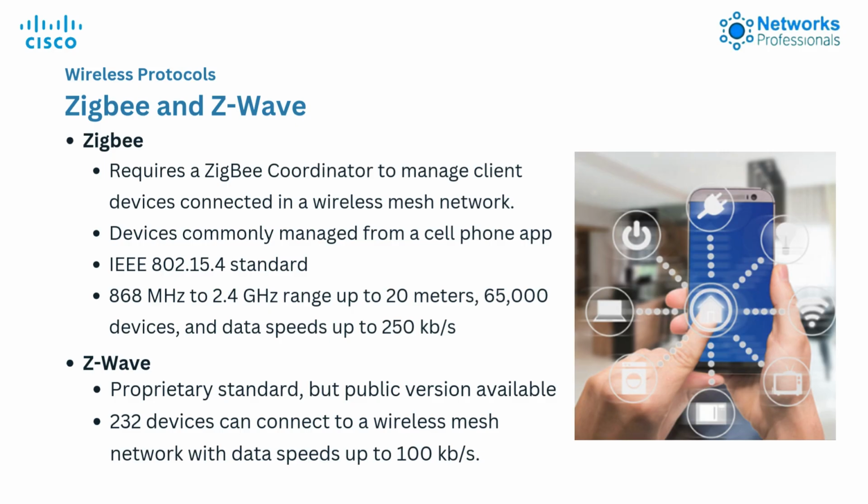Zigbee. Standard: based on IEEE 802.15.4. Network type: uses a wireless mesh network, where each device can pass data to the next, increasing the range. Coordinator required: a Zigbee coordinator, like a hub, is needed to manage the network and connected devices. Frequency range: 868 MHz to 2.4 GHz, commonly 2.4 GHz. Range: up to 20 meters indoors, can increase with mesh.